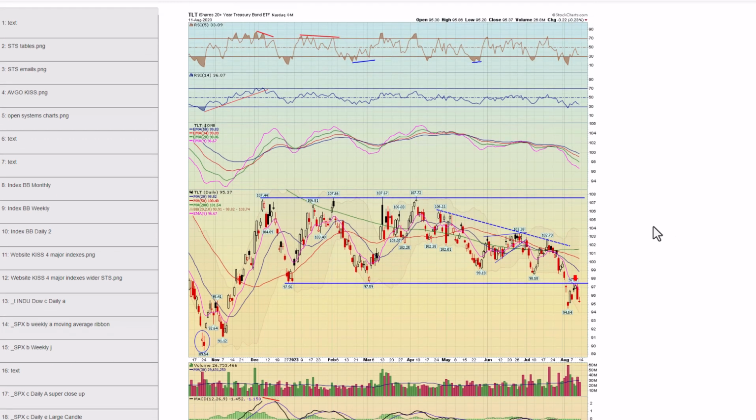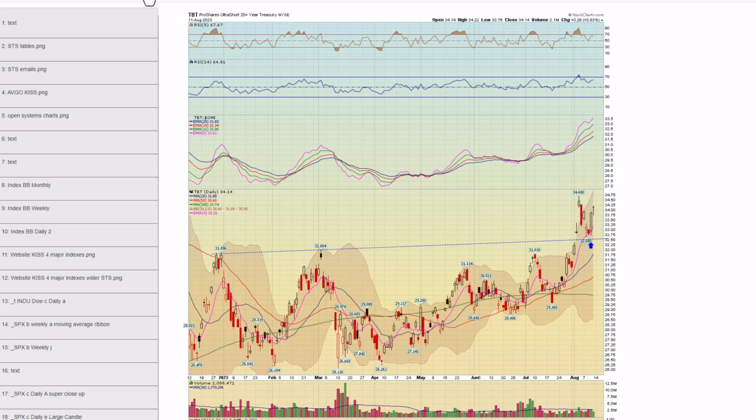Chart 92, here's the daily, broke the channel, back tested it, found resistance. Next, chart 93, here's TBT. That's a way to play a bounce in rates if you think they're going to go higher here.